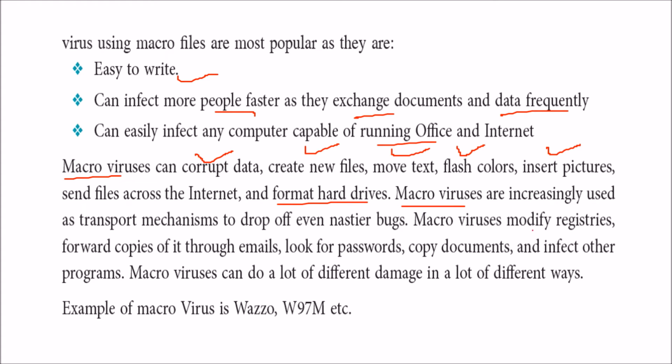And a macro can even modify the registry. It can forward copies of itself through the emails you have. It can look for passwords, copy documents, and infect other programs. So macroviruses can do a lot of damage. For example, Vaso, W97M, all these are examples.